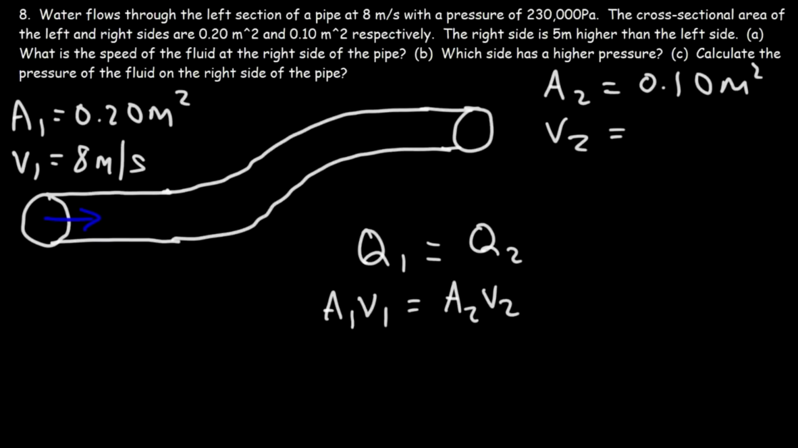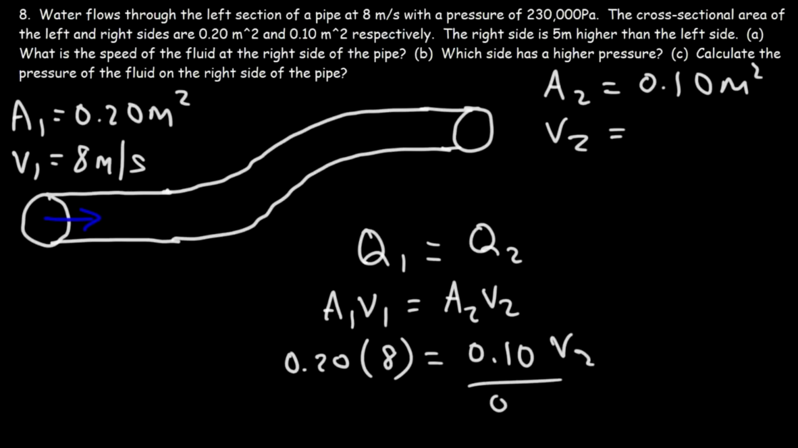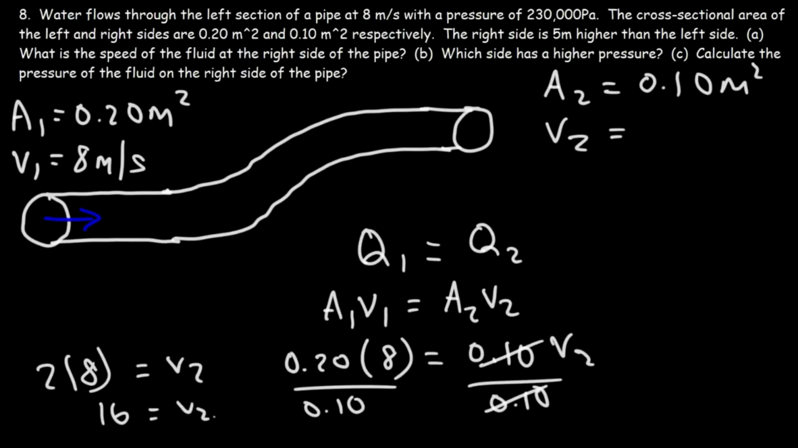So with this formula, we can now calculate the speed of the fluid at the right side of the pipe. A1 is 0.20 square meters. V1 is 8 meters per second. A2 is 0.10 square meters. And let's calculate V2. So let's divide both sides by 0.10. 0.20 divided by 0.10 is 2. And 2 times 8 will give us V2, which is 16.